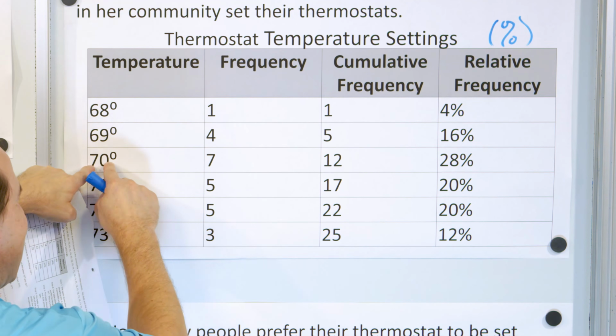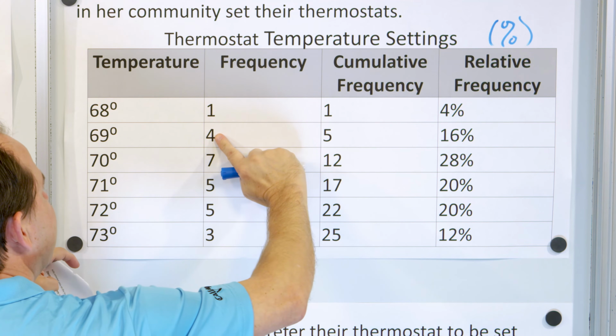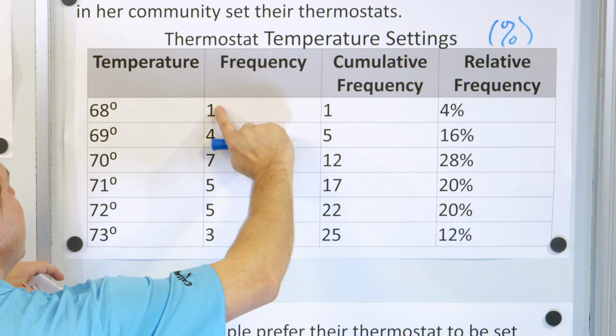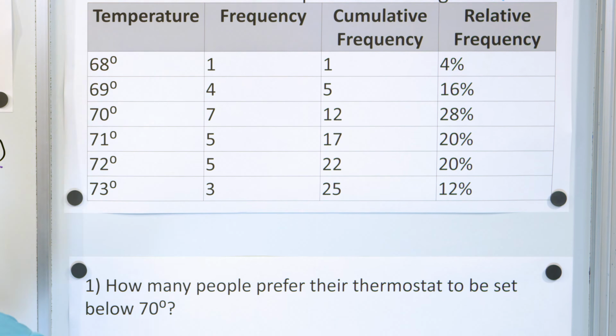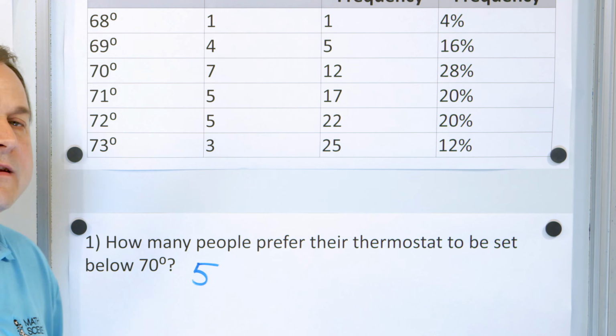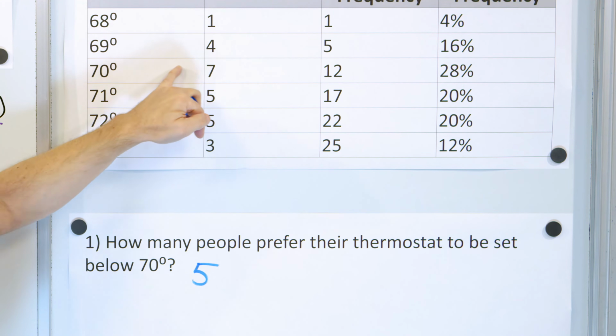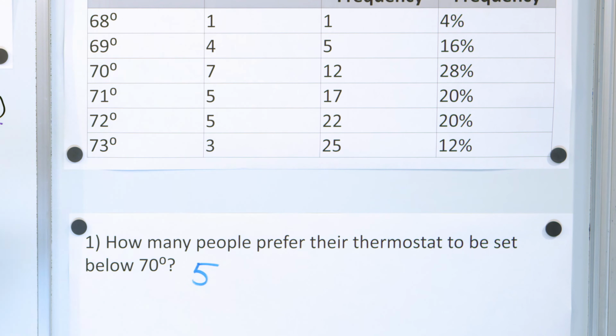That doesn't mean 70, that means below 70. Everything below, then you just say 4 people wanted it at 69, 1 at 68. You add them together, the answer is 5. How many people below 70? 5. Now, when you say below 70, it does not mean 70. It means lower than 70. So we do not look at the 70 row, we look at everything below that.